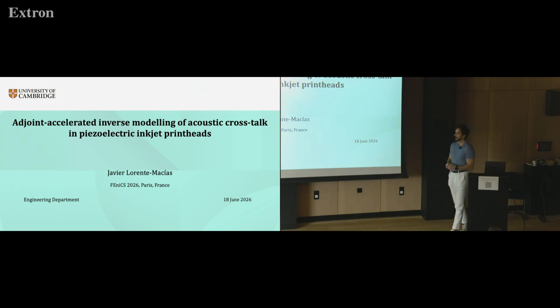Okay, good afternoon, everyone. My name is Javier, and today I'm going to present an inverse modeling framework built in FEniCS for characterizing complex physical phenomena in inkjet printing.